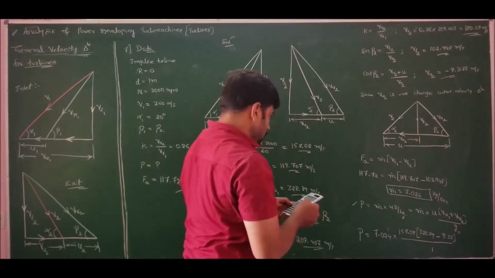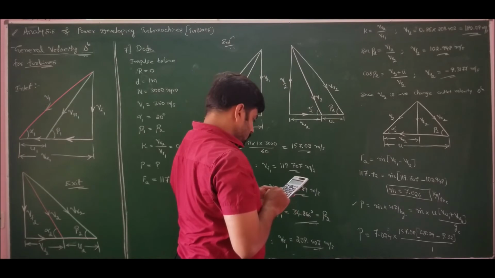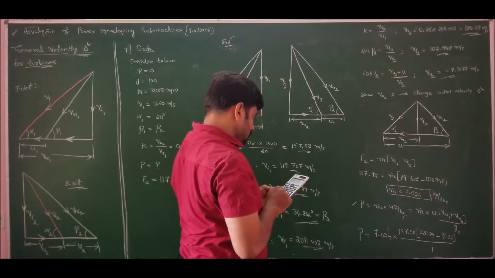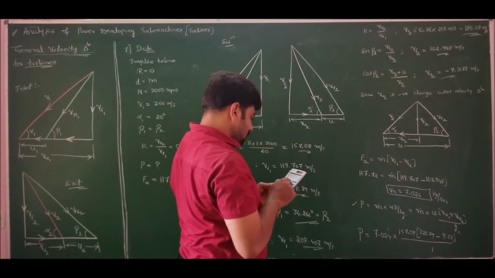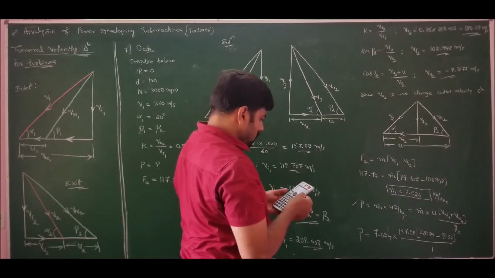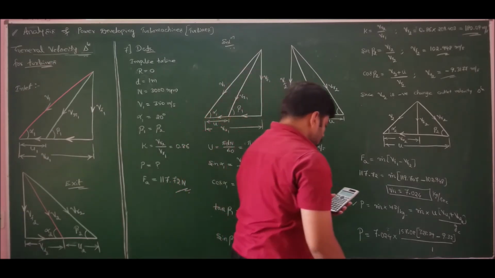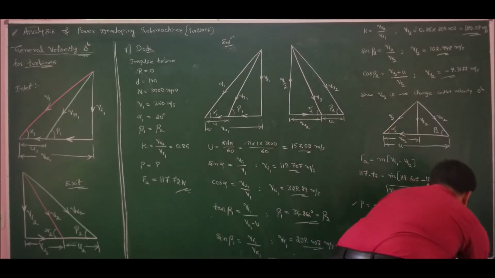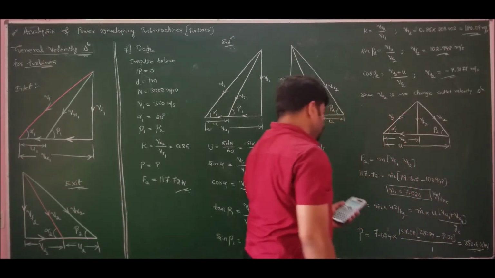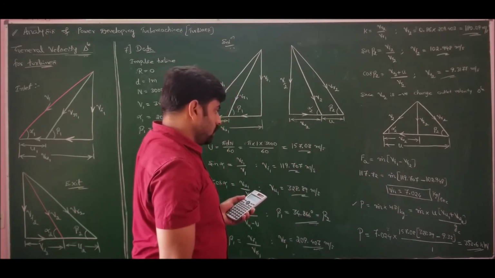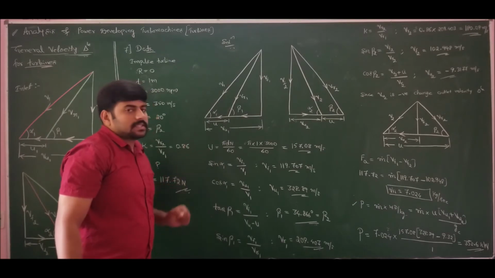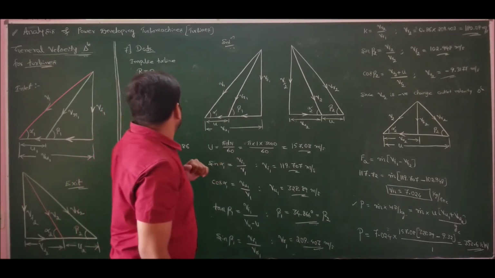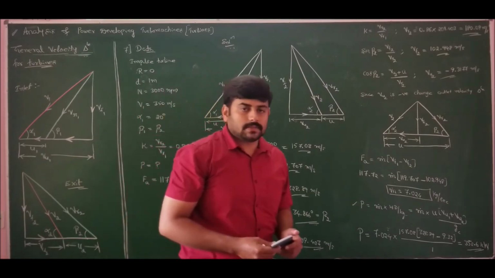So if I solve, I'll get the answer as 157.08 into 328.89 minus 9.32. The answer is 352.605 kilowatts. 352.605 kilowatts. So this is the solution for the given problem. Let me pause this video for a while so that you people can copy it down. Later we move on to solve problem number 8.